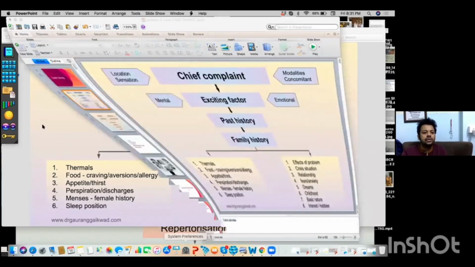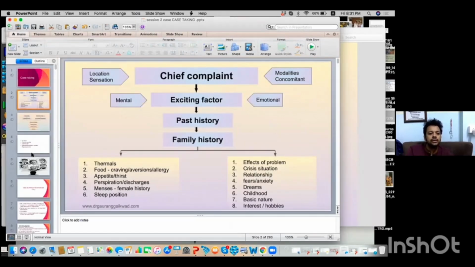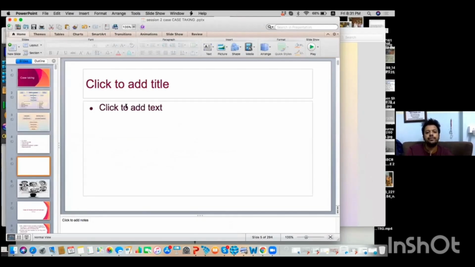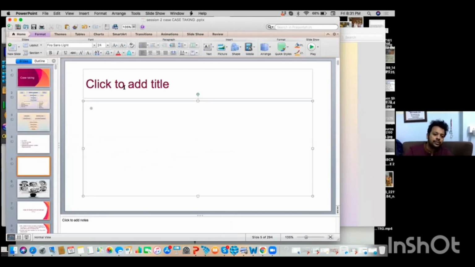And finally, I want to tell you just two or three things about being a homeopath. When you take the case, one of the most important things that you want to do is you have to connect at a deeper level to the patient. You have to understand what that person is going through.